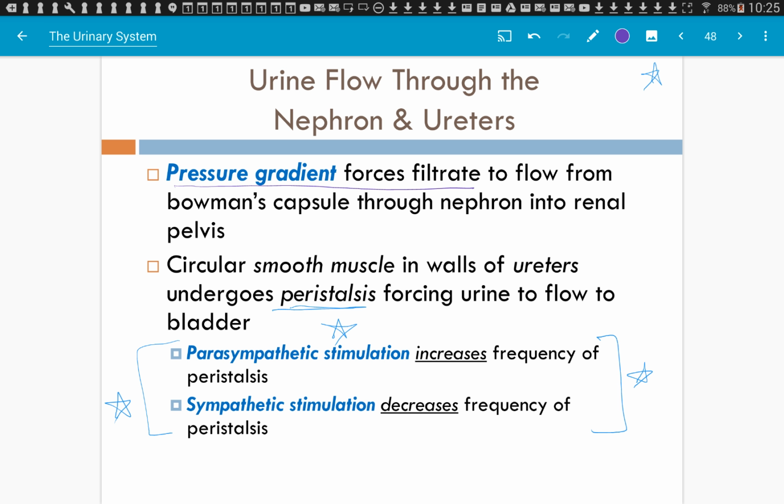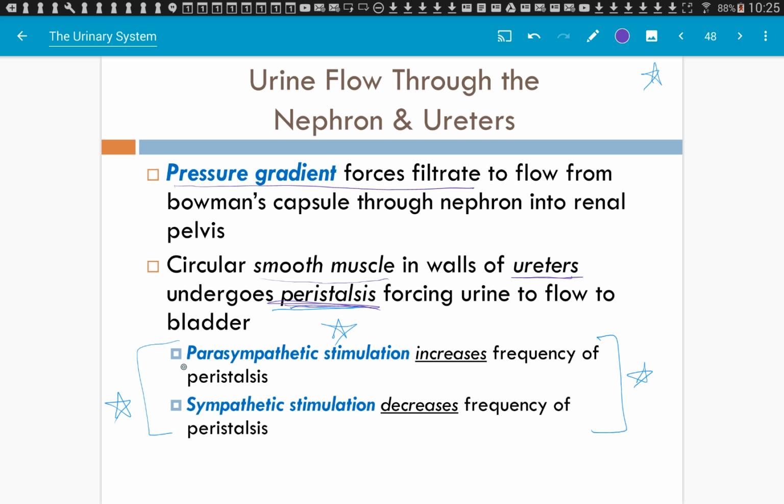So the part I really want you to focus on in this slide is remembering that the ureters, first of all, are lined with smooth muscle, and they move that urine down to the bladder with peristalsis, okay? So if you see a question that says the urine travels by gravity, that's so not true. Don't be tricked, okay? Urine leaves the kidney and travels down to the bladder by peristalsis, okay?